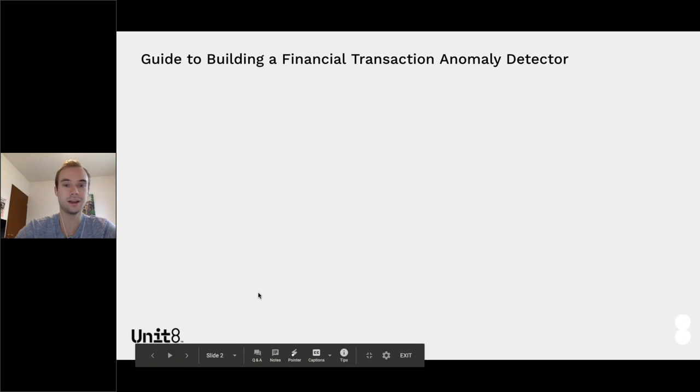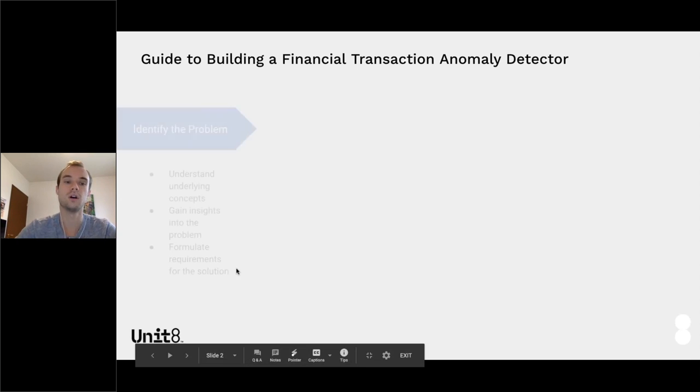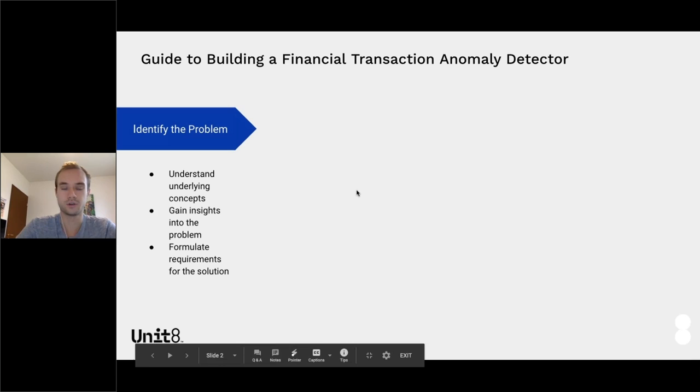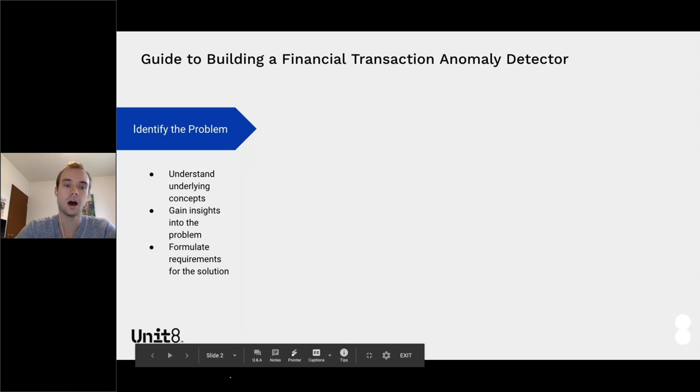Good. So today's goal is to guide you through the process of building a simple financial transaction anomaly detector. So let me quickly give you an overview of the plan of attack here. First of all, we want to understand the problem that we're actually trying to solve. So this involves understanding underlying concepts.